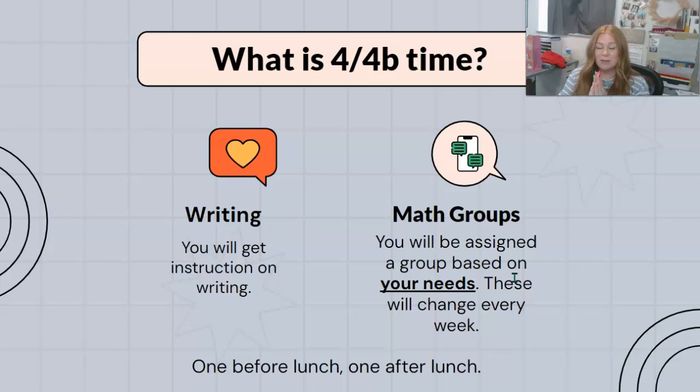So pretty much the whole 6th grade is just split in half. Half of the kids have writing and half of them have math, and then we go to lunch and then we just flip-flop, and the other half have writing, the other half have math. So you go to one writing class and one math group every day, one before lunch, one after lunch, same order. Some things you might hear this called are 4A, 4B, math group time, writing time, intervention time. All of those mean the same thing.